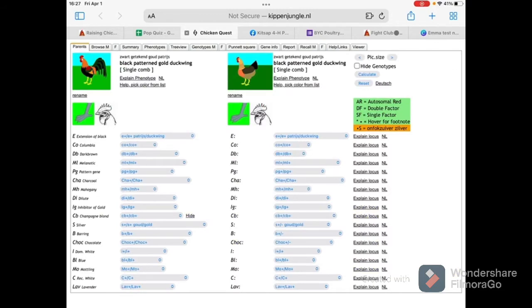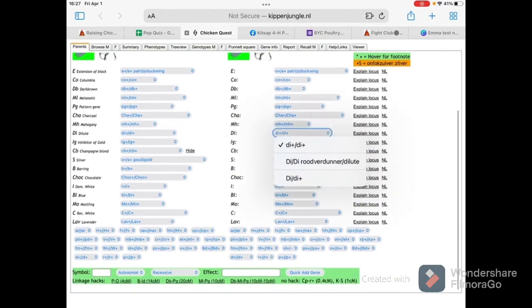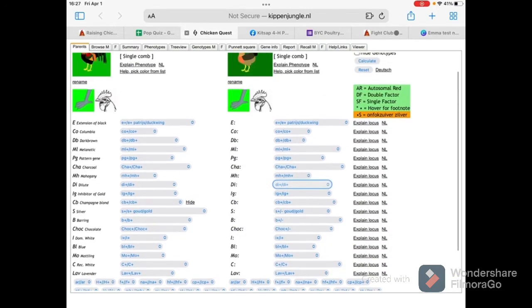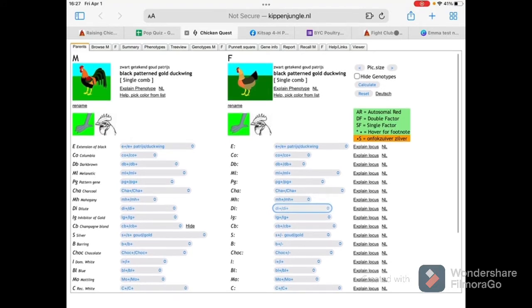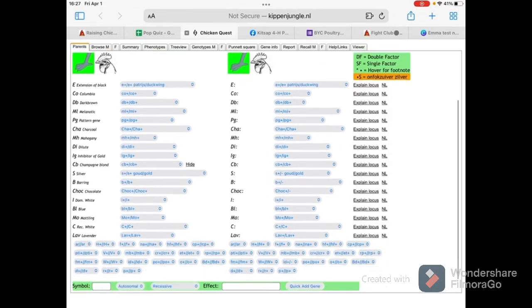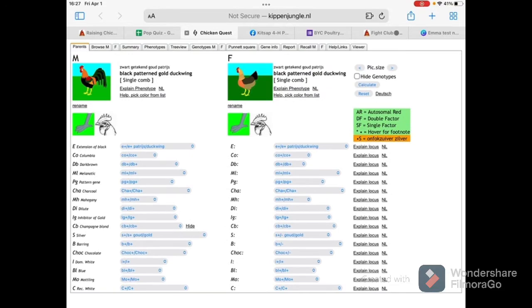So, how do you use it? And what do all these letters mean? I know when I first started, it was super overwhelming. So today, I'm just going to go through and explain how to use this calculator, and maybe give a brief definition of how each of these genes work and what they are. So first off, we'll start with the E locus. This is like the base of your bird.